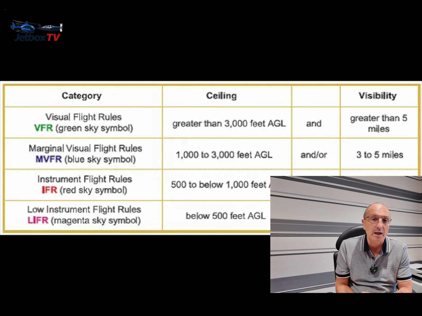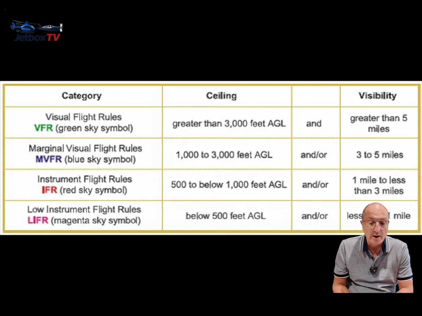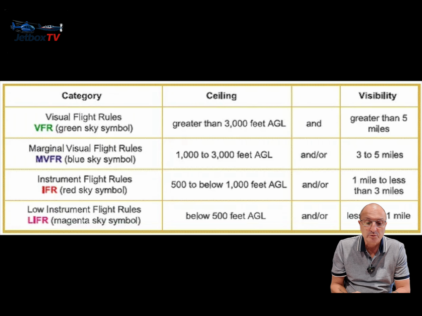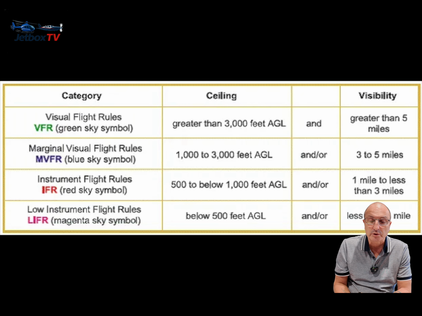That will be a cloud base of between 500 and 1,000 foot above ground level, with visibility of between 1 and 3 miles. And then we move on to the pink condition, which is low instrument flight rules, typically with a cloud ceiling of less than 500 feet above ground level and a visibility of less than 1 statute mile.